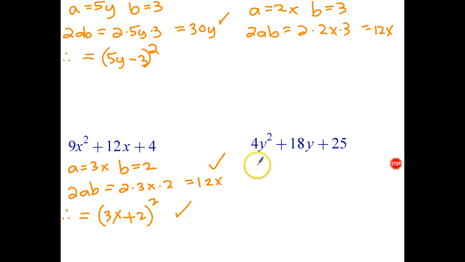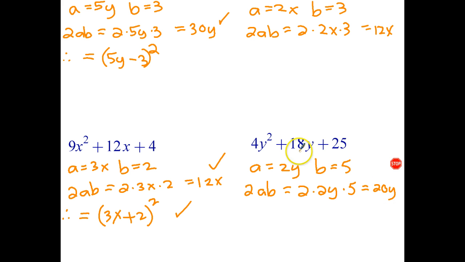Well, if that equals a squared, a must be 2y, b must be 5, since 5 squared is 25, and 2ab is 2 times 2y times 5. Well, 2 times 2 is 4, times 5 is 20y, but we have 18y. So that one cannot be factorized using perfect squares.